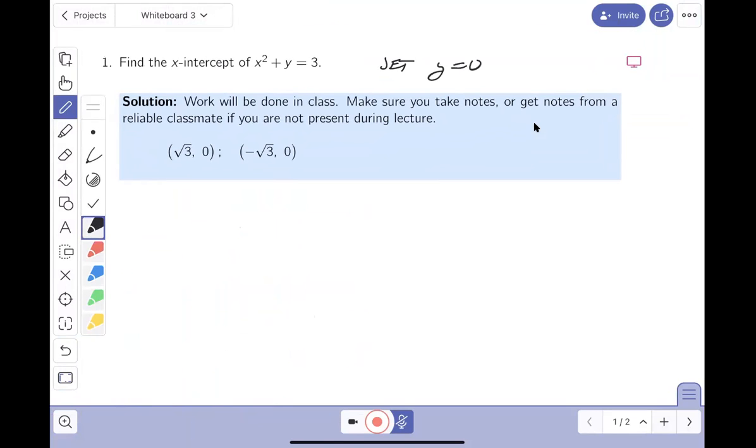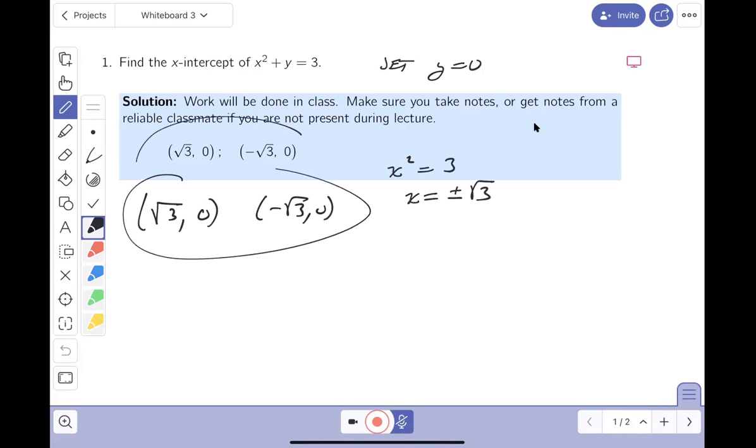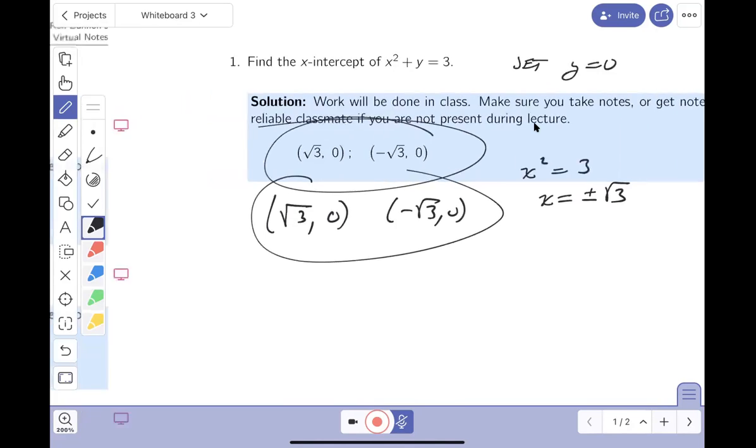If you did that, what would you get? You would get x squared is equal to 3. Now solve for x. Using the square root rule like you learned in Math 100, x equals plus or minus the root of 3. So I have two x-intercepts. What are they going to be? Root 3, comma 0. Again, the x is root 3, the y is 0. And the other one is minus root 3, comma 0. Those answers are listed right there for you. All right, let's go to problem number 2 now.